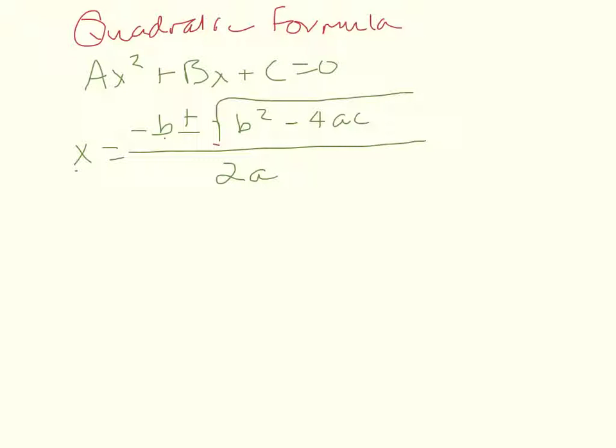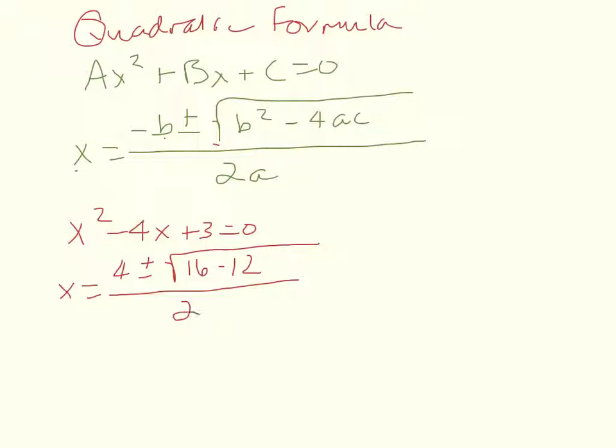Okay, let's try an example. We'll try an easy one. We'll do x squared minus 4x plus 3 equals 0. So to solve for x, I am just going to plug in. Negative b, that would be the negative of negative 4, which would be 4, plus or minus b squared, so negative 4 squared is 16, minus 4ac. A is 1, c is 3, so 4 times 1 times 3 is 12, all over 2a, which is 2 times 1, or just 2.